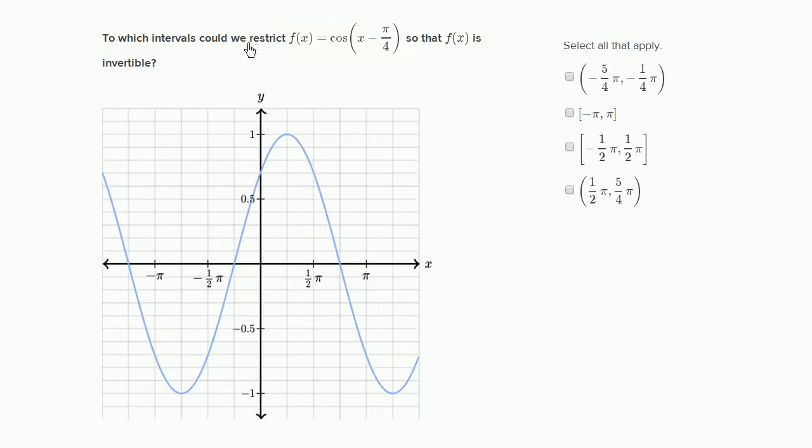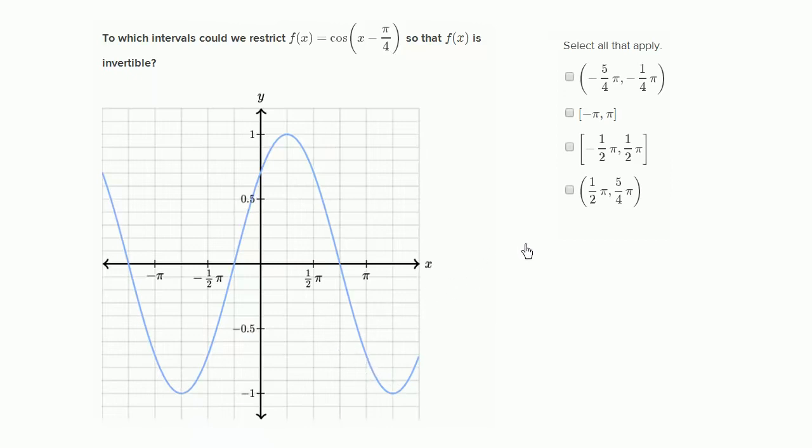To which intervals could we restrict f of x equals cosine of x minus pi over 4 so that f of x is invertible? And they show us what the graph of it looks like. So let's just think about what it means for a function to be invertible.